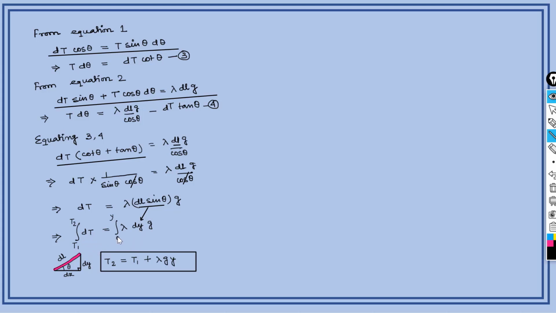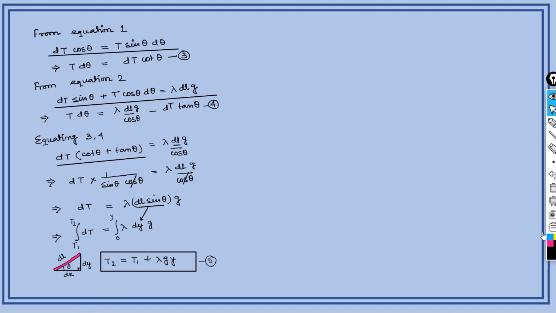And if I integrate this from 0 to y and T1 to T2, then I get an equation of T2 equals T1 plus lambda g into y. Let us call this equation number 5. So in equation number 5, we have a relation between tensions at 2 points which are at a height separation of y.